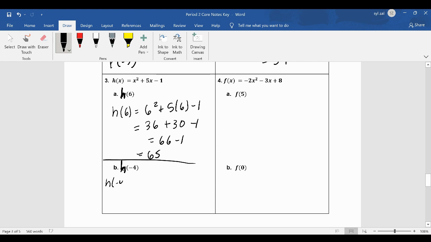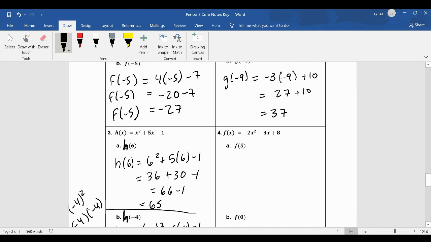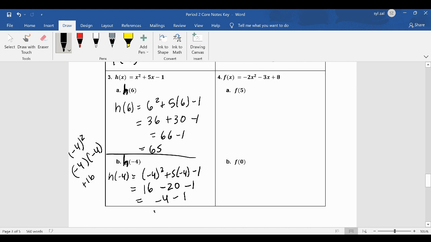Here we have h of negative 4. So negative 4 squared plus 5 times negative 4 minus 1. Negative 4 squared, you have to be careful here. A negative times a negative is going to give us a positive 16 there. So 16 minus 20 minus 1. 16 minus 20 is negative 4, and negative 4 minus 1 is going to give us a negative 5. So our answer here is negative 5. If negative 4 is my input, negative 5 is my output.